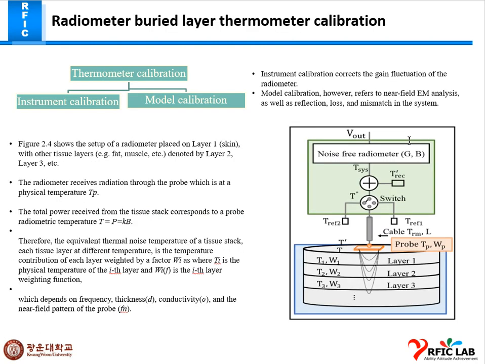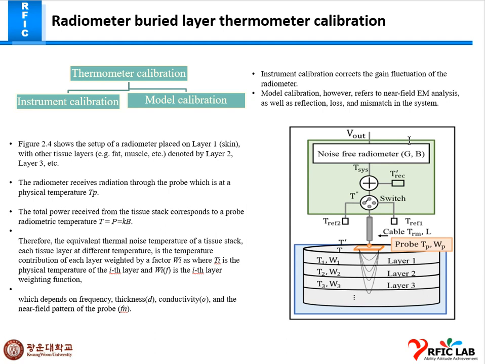And now, in this chapter, another topic was radiometer buried layer thermometer calibration. Thermometer calibration consists of two parts: instrument calibration and model calibration. Instrument calibration corrects the gain fluctuations of the radiometer, and model calibration refers to a near field EM analysis as well as reflection loss and mismatch in the system.